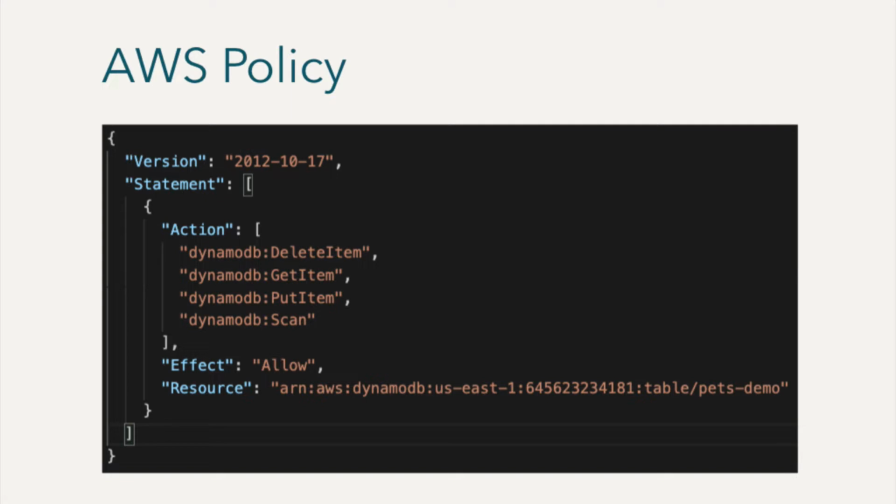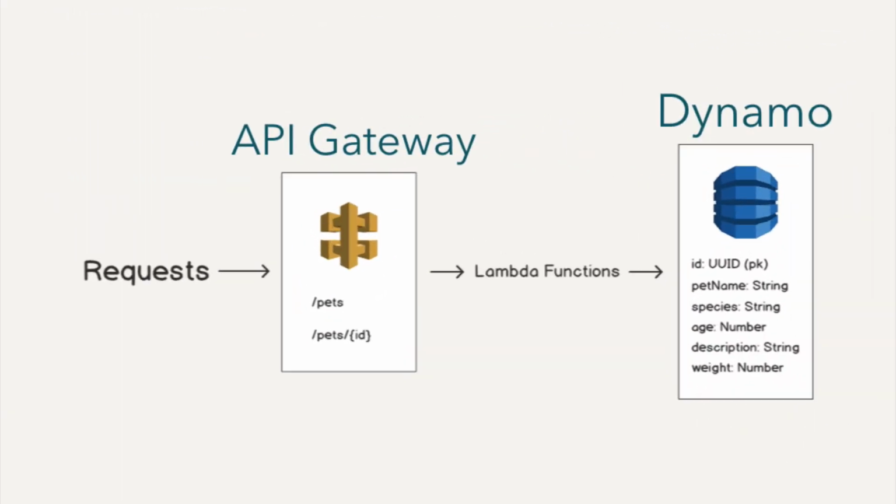Claudia will handle the deployment of our API endpoints through the API Gateway service, as well as the functions with all of the logic for our application to AWS Lambda. Any other services we use, like DynamoDB, will be deployed separately through the AWS SDK or the console.